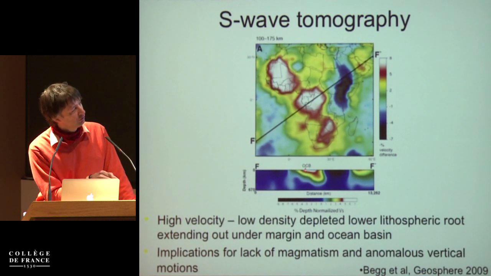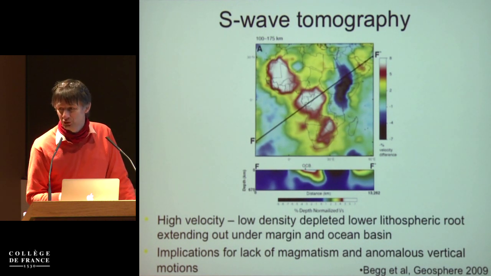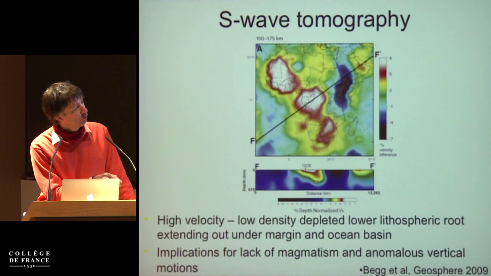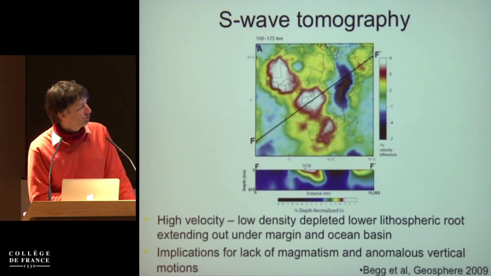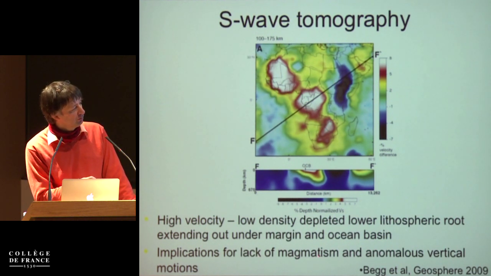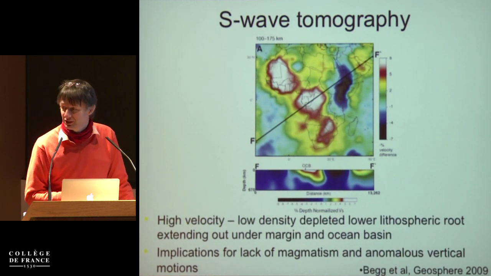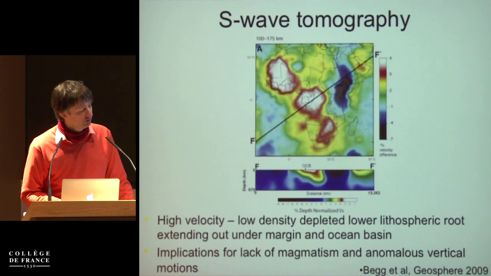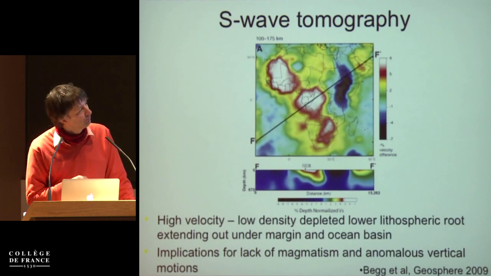The edge of the continental crust is there, and the oceanic lithosphere presumably is new. So why and how do we get continental mantle lithosphere extending from the cratonic root into the oceanic basin? And of course, this has very important implications for magmatism and also for vertical motions, because depleted material is less likely to melt and it has a different density. It's lighter, and so therefore it should provide additional buoyancy.